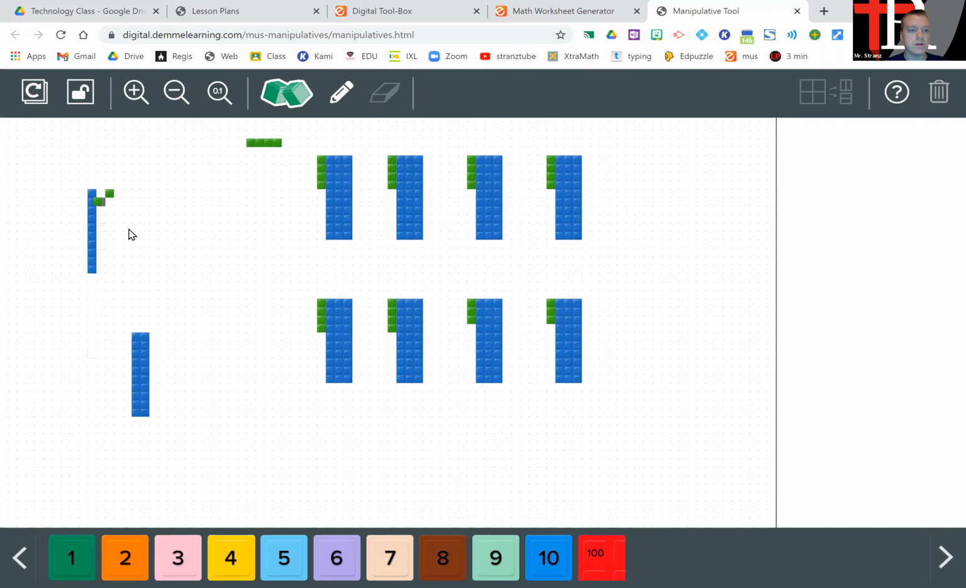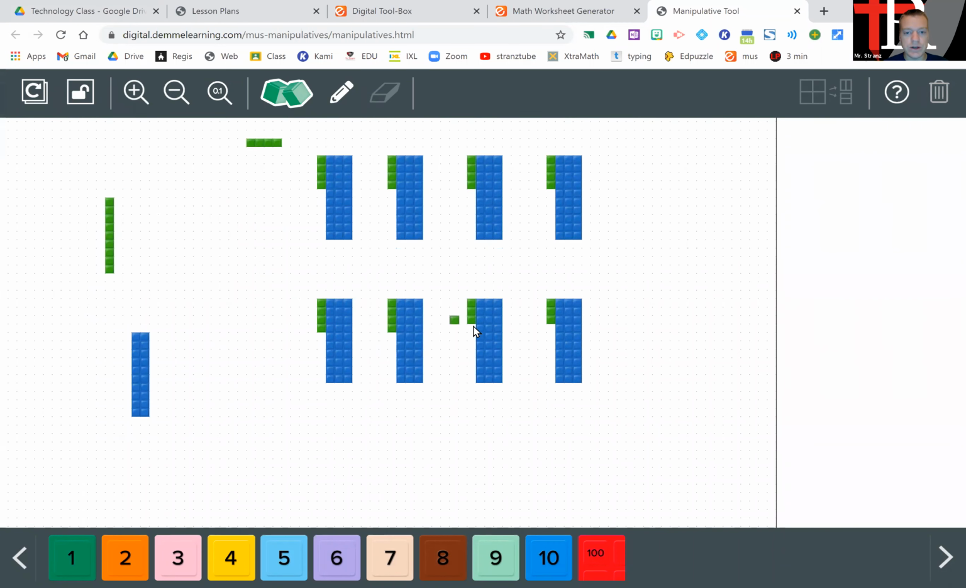1, 2, 3, 4, 5, 6, 7, 8, 9, and 10. Okay, another blue one can go away. Converted that into green cubes. I'm going to keep going where I left off.